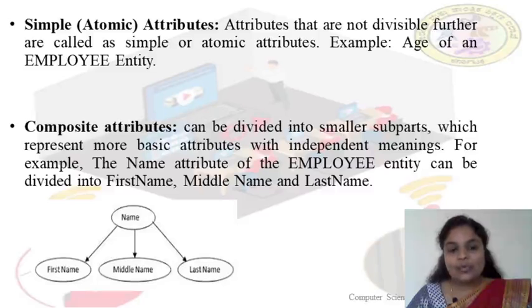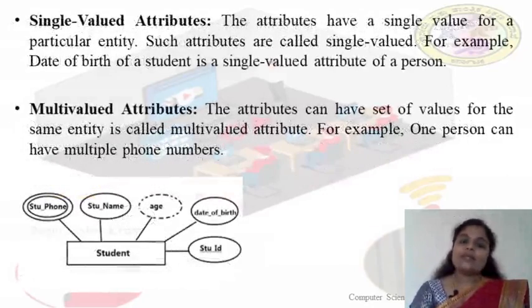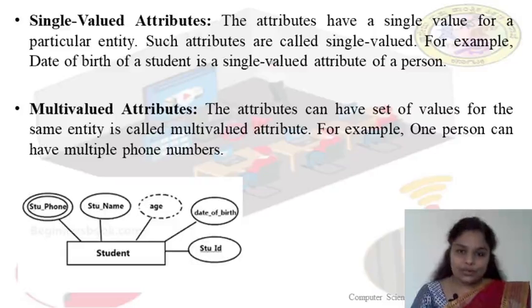Simple means it's only a single value that we cannot divide further. Whereas when we have composite attributes, from the figure we can make it out. It can be further divisible into first name, middle name and last name. Clear? Okay. Next, we have single valued attribute and multi-valued attribute.